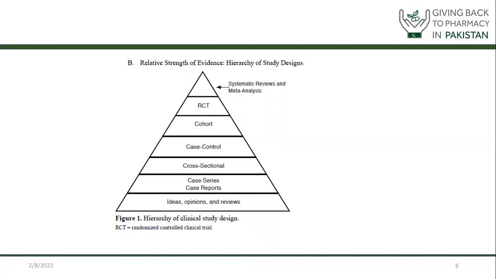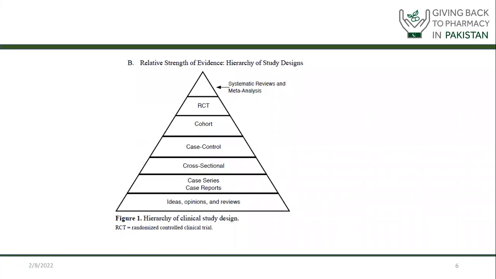Now I have told you what type of article you are selecting, and why you are selecting one article. Because the strength of this article should be very good. Internal and external validity, confounding should be treated, and it must have a causality. It shows some causality. A relationship should be there.